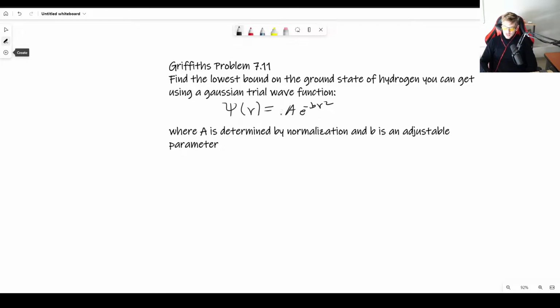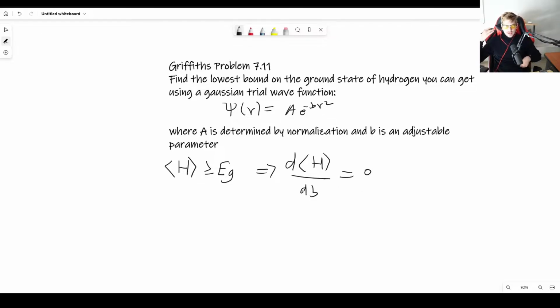So, for example, a normalization constant A times e to the minus b, which is an adjustable parameter, times r squared. So what we need to do is, of course, normalize this wave function. And then we need to use the variational principle, which, as you recall, means finding the expectation value of the Hamiltonian for this particular wave function. And we know that that will always give us an overestimate for the ground state. So for that reason, we need to take the derivative of this energy, set it equal to 0, and thus we will find the value for b that minimizes it. So that is what we have to do.